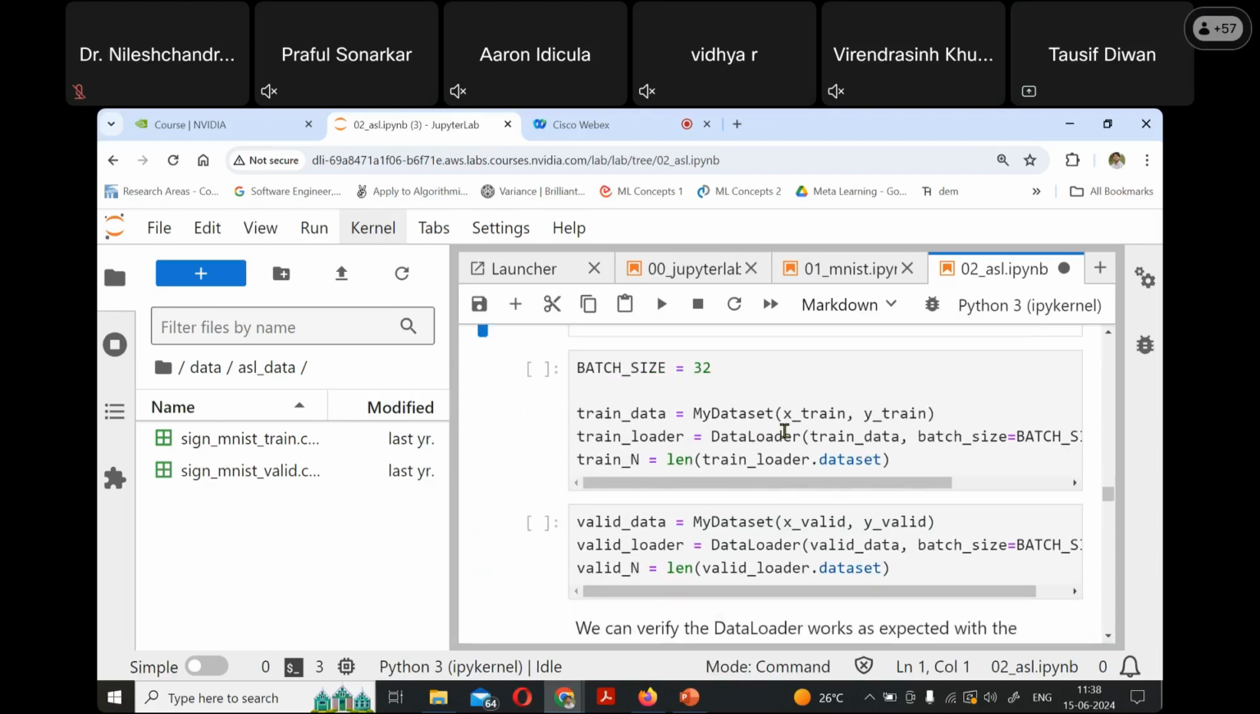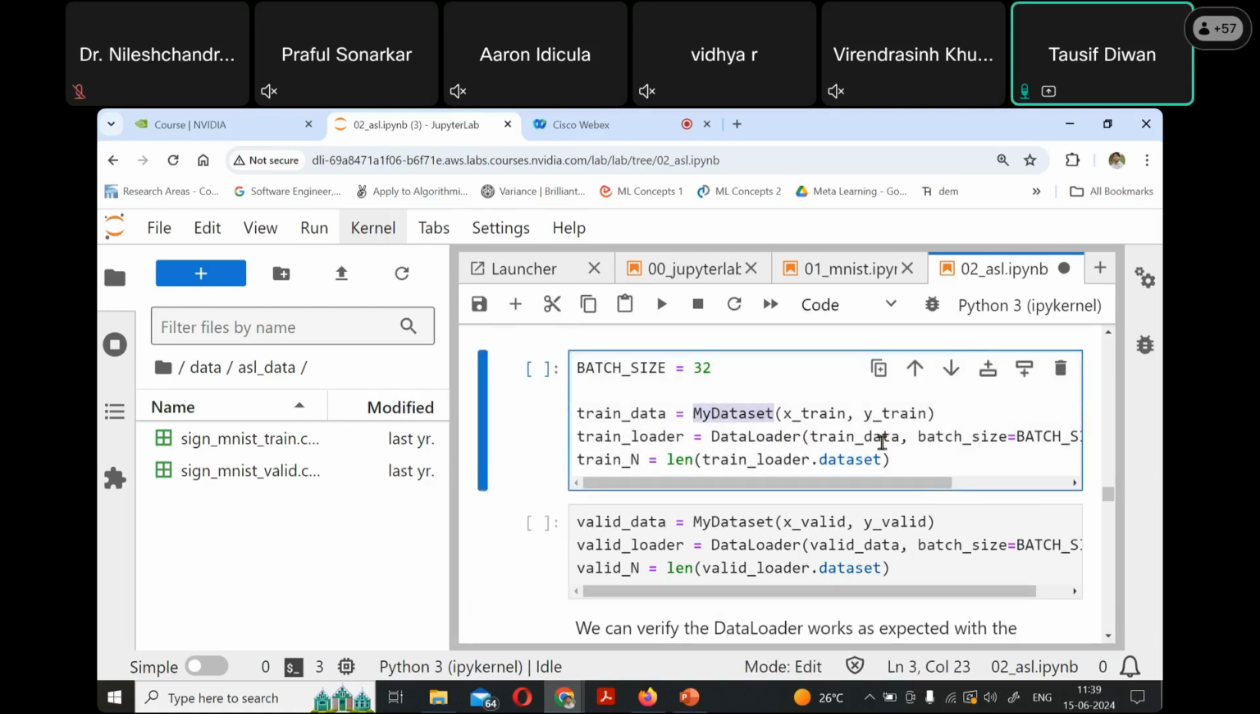After that, loading train loader and data loader. So here see, batch size is 32. First of all, I need to create a custom data set. Here my data set that we call is nothing but an object. Two parameters we are passing, x train and y train: training set images as well as training set labels, both are passed to this.